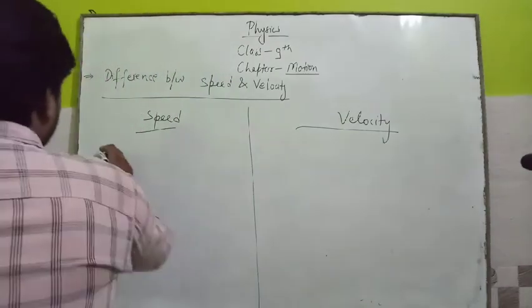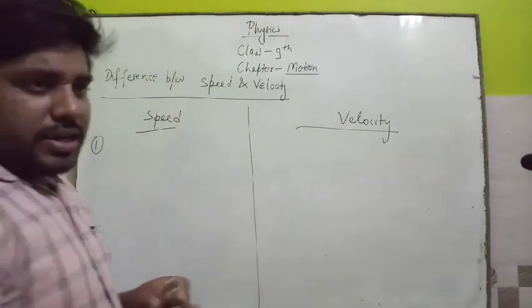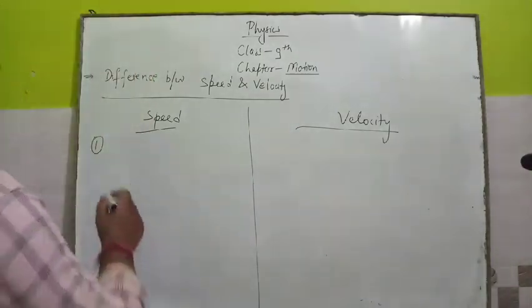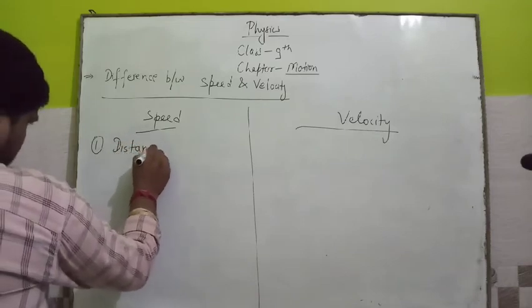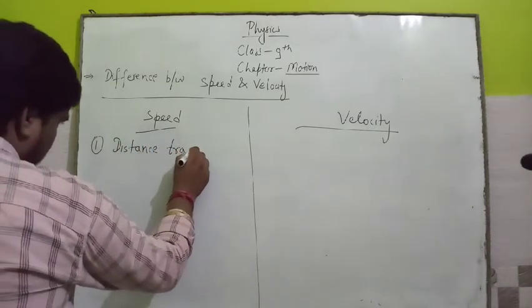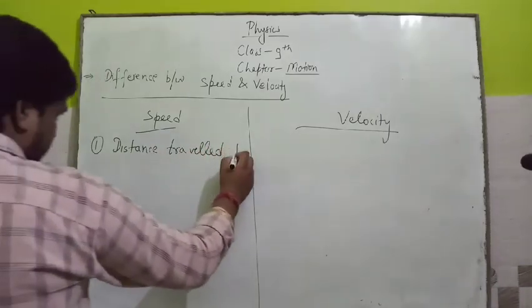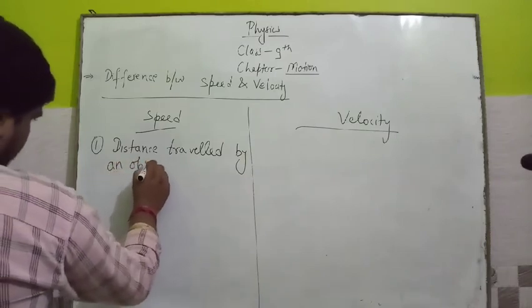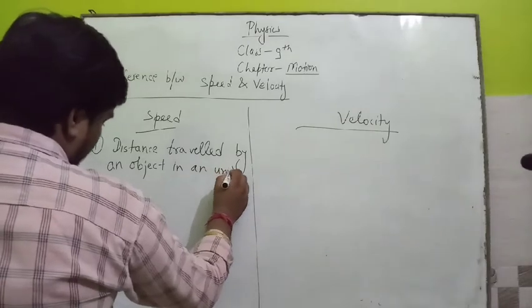As you know, what is speed? Speed is the distance traveled by an object in unit time. First difference: distance traveled by an object in unit time.